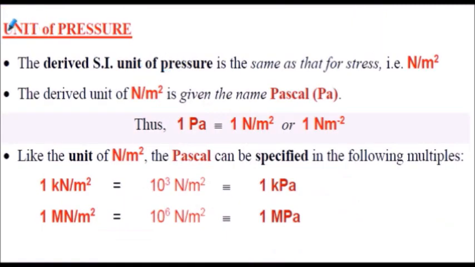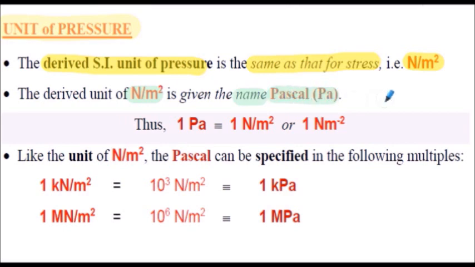Let's consider the unit of pressure. The derived SI unit of pressure is the same as that we use for stress, direct stresses, bending stresses, etc. And that's the Newton per meter squared. And the Newton per meter squared is given the name of the Pascal, denoted as capital P, lowercase a. So 1 Pascal is equivalent to 1 Newton per meter squared, or of course we know that can be written as 1 Newton meter to the negative 2.